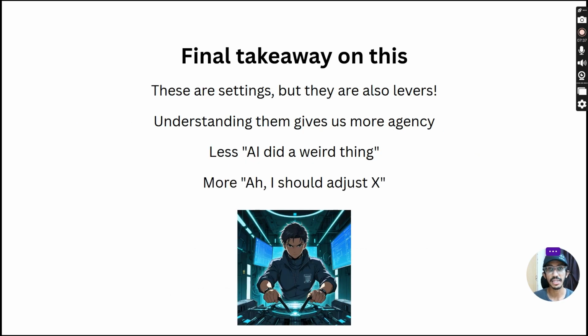So the final takeaway on this: they are not just abstract techie terms, but they can actually act like levers that we can understand and sometimes even adjust to get better, more predictable, and more useful results from the AI tools. It makes the whole process feel less random and more like I have some agency in guiding the AI.